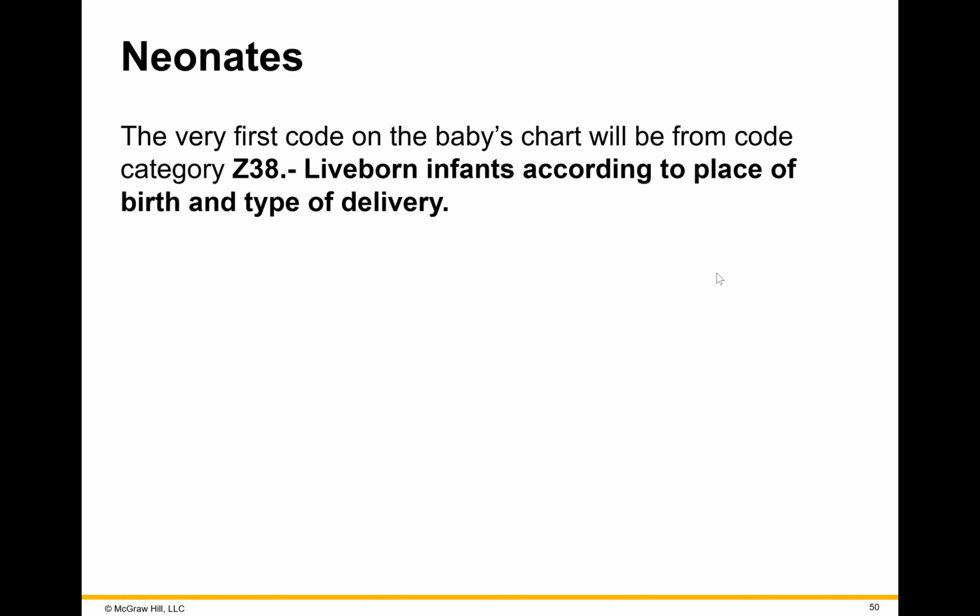Okay, welcome back, everyone. We're going to finish up this set of lectures with talking about newborn anomalies and how to code them, starting with that newborn code that we just talked about, Z38, and when to use it as opposed to Z37. Again, the very first code on a baby's chart will always be a Z38 code. This is a live-born infant, right? And you can be a newborn once.